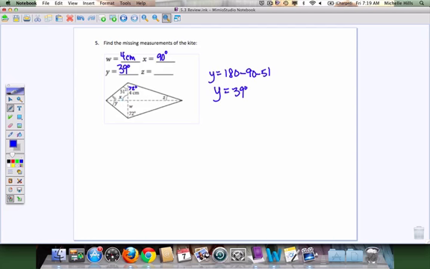I know that Y here makes this 39 degrees. So I'm going to use this larger triangle and say, well, Z has to be the 180, which is the sum of the measures of the triangle, minus the 39 and the 51 and the 72 that are already there. So Z is 18 degrees. It's not the only way to get that, it's just the way that I got it.